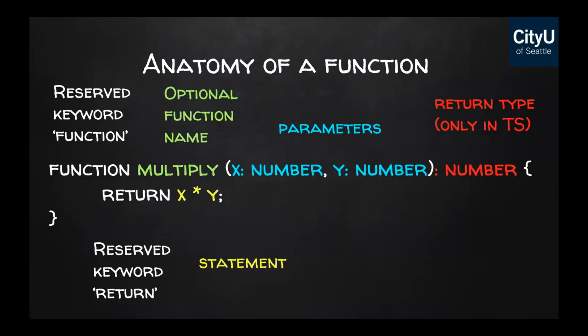Anatomy of a function, again: you have the reserved keyword function. You have the optional name, let's say multiply. You have parameters, and you can define the return type, the data type. This is only in TypeScript, meaning in JavaScript, when you create your functions, you don't really need to put the colon and type. It won't know what it is. Then the reserved keyword return to return a value, and a statement.